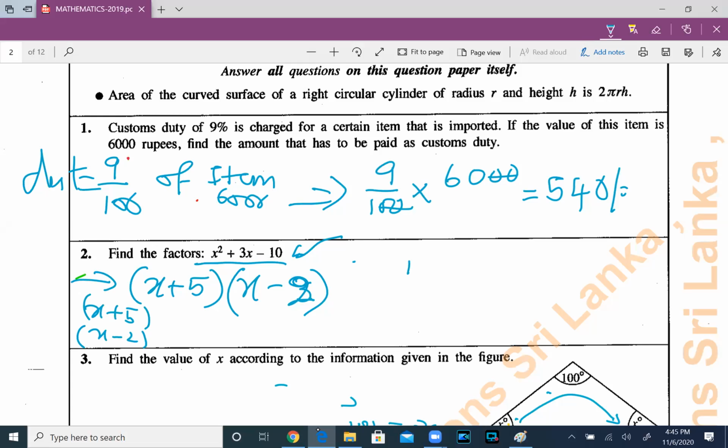If there is a 10, what are the factors? You can write this as 2 times 5, so 2 and 5 are the factors. Same as you have multiplied these two, you can get this value by multiplying these two. So these are the factors.